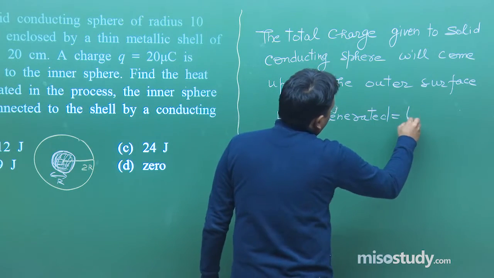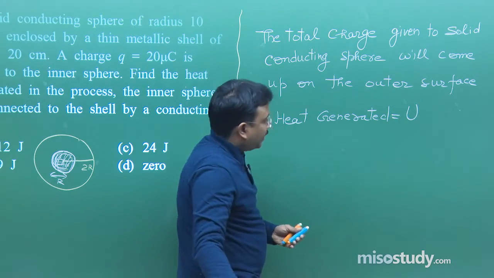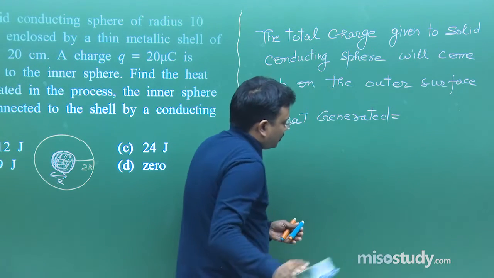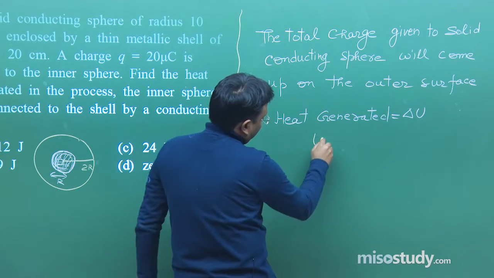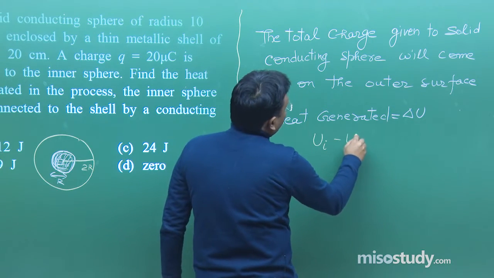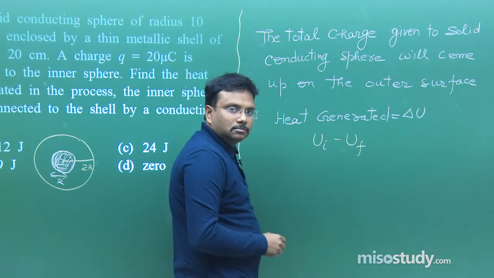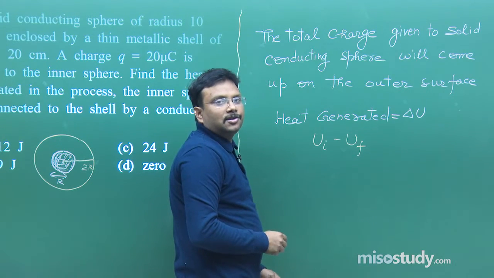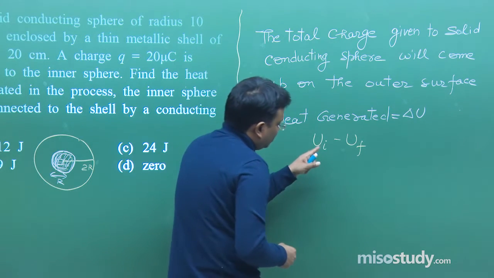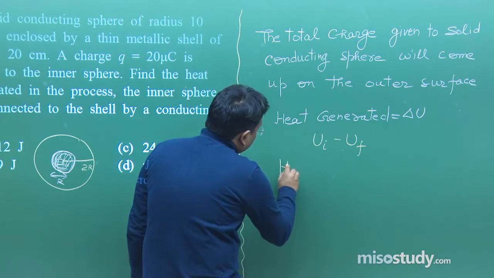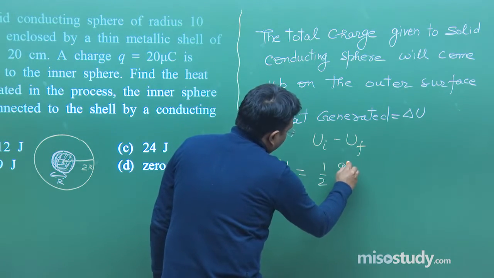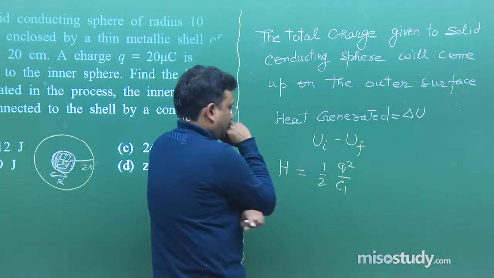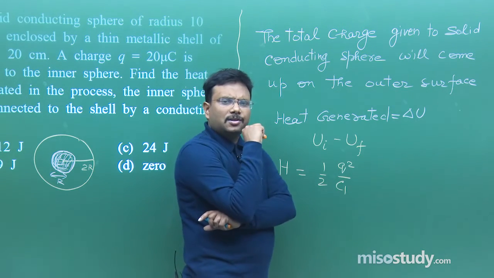heat generated is what? It is the difference in energy. I think I should mention it first like this, delta U, and then it is U initial minus U final. This is going to be the energy stored over here. So H, heat generated, is equal to 1 by 2 Q square upon C1. Why we are using this C1?